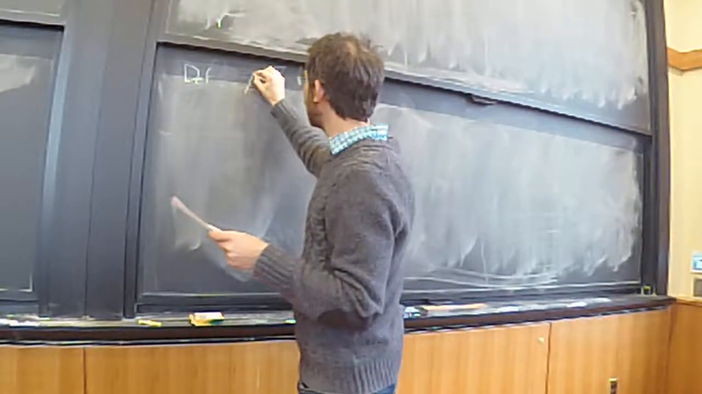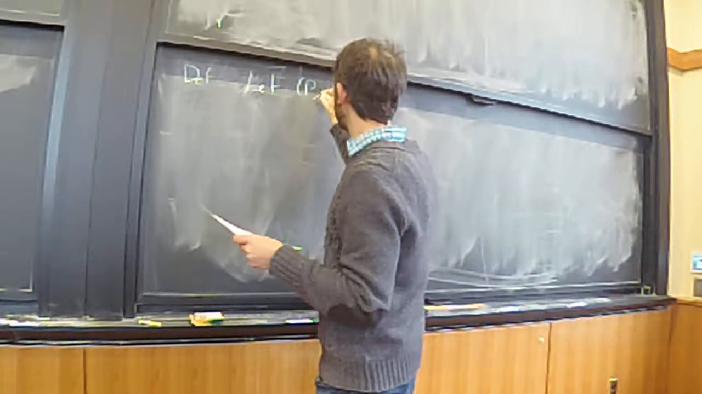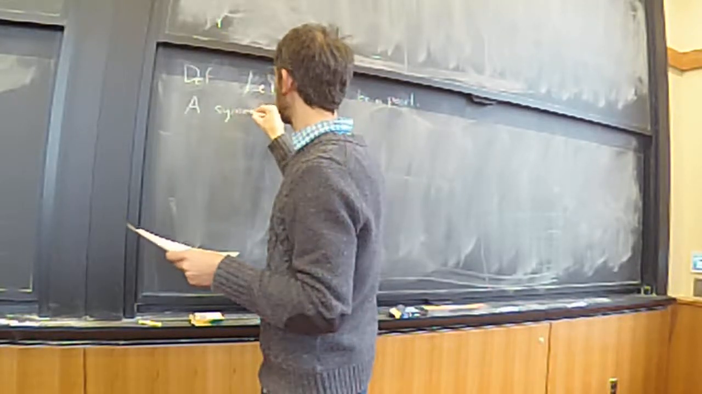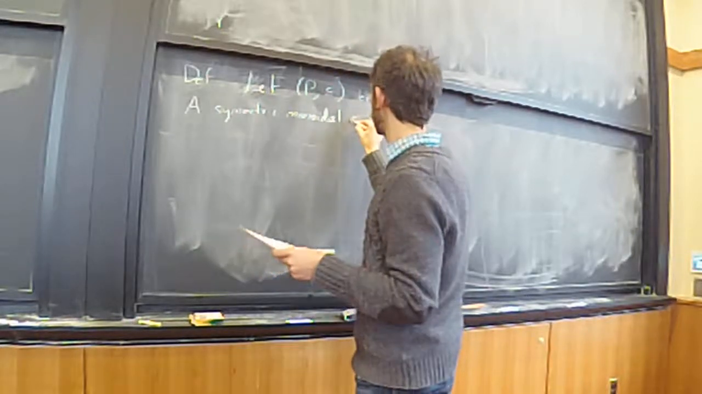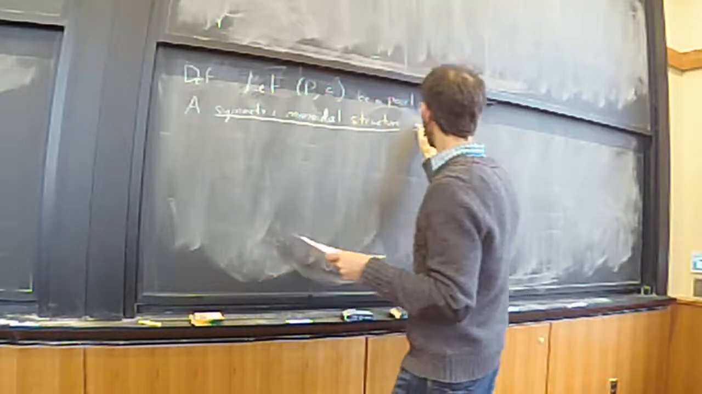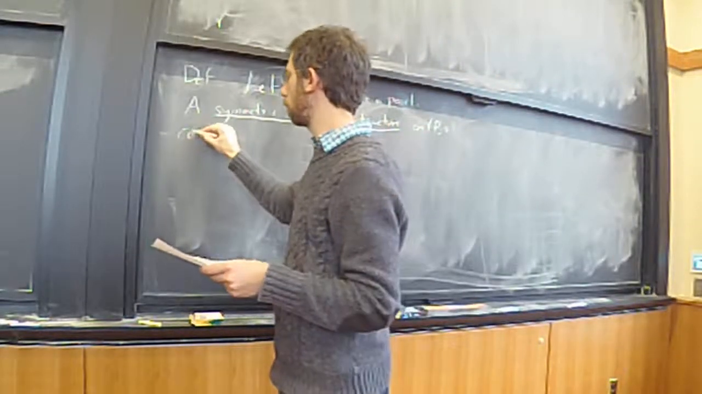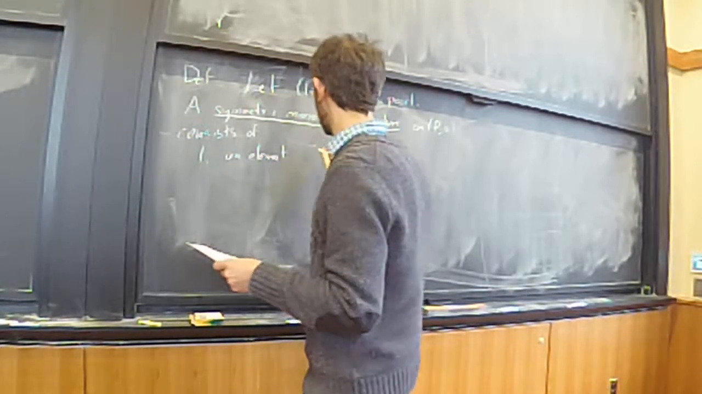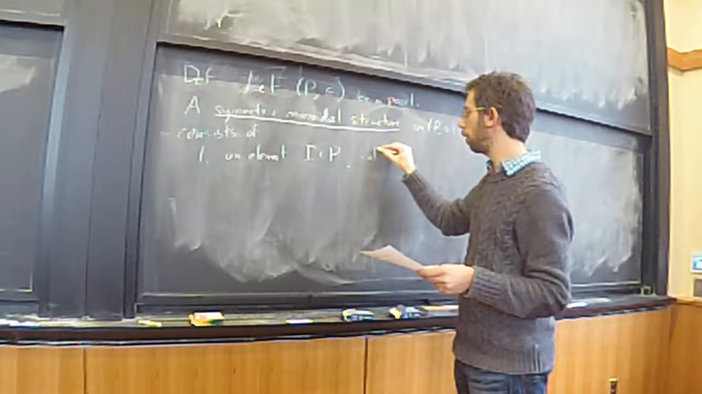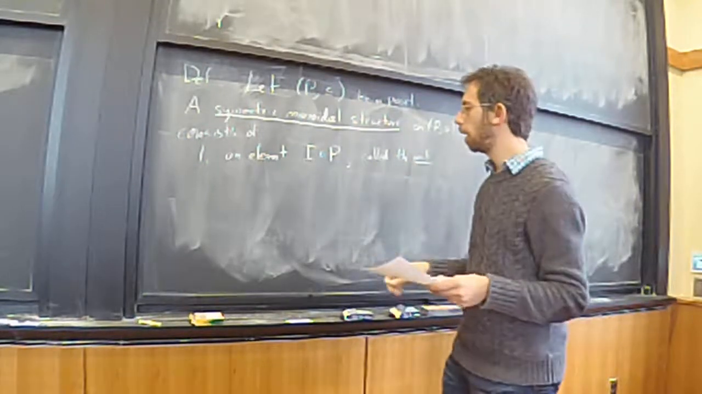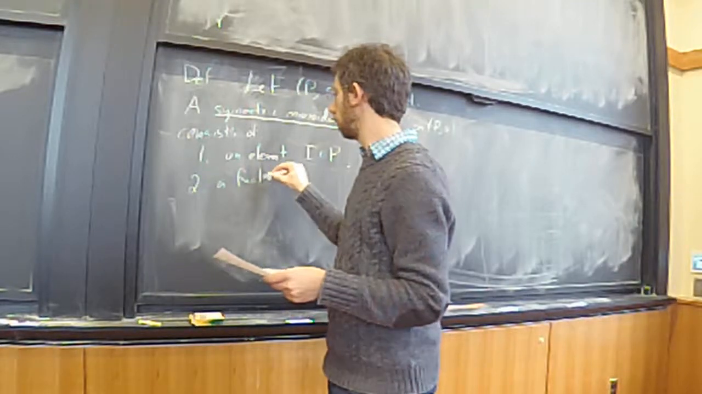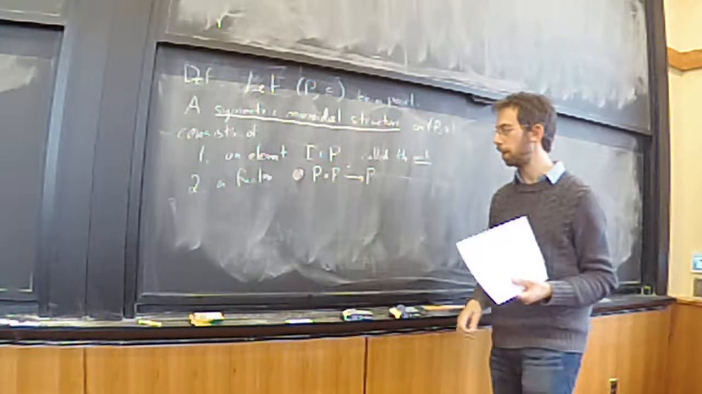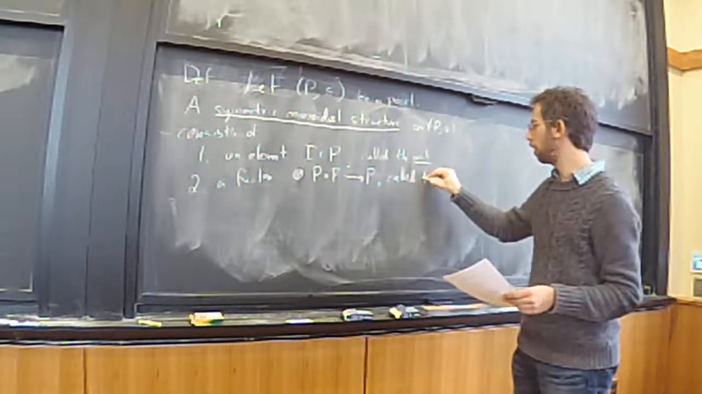So definition. Suppose you have a poset already. So you have a poset sitting there. Let P be a poset. A symmetric monoidal structure on P consists of some things. One, an element denoted I in P, called the unit. And two, a function called tensor, that's just the name of the function, that takes two elements of P and gives you back one element of P, called the product, the monoidal product.